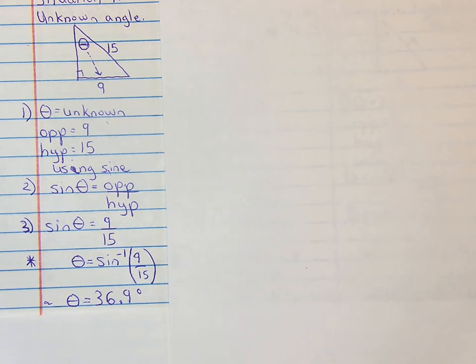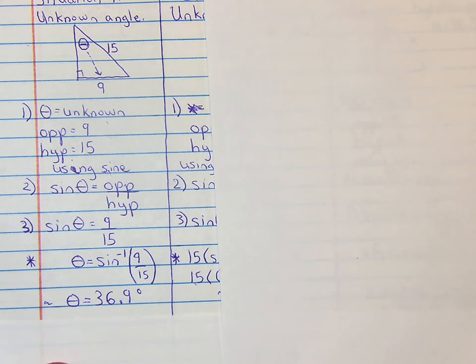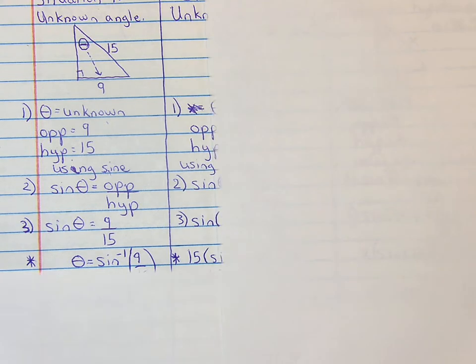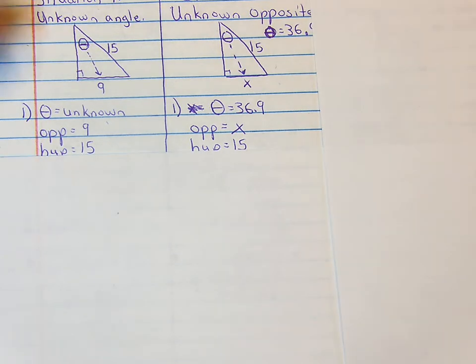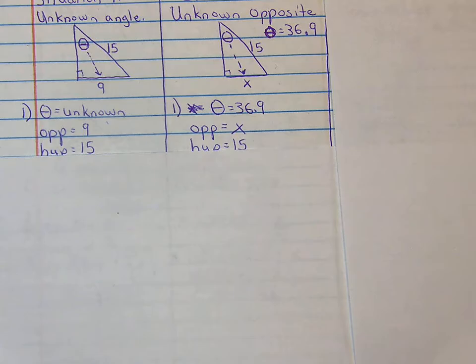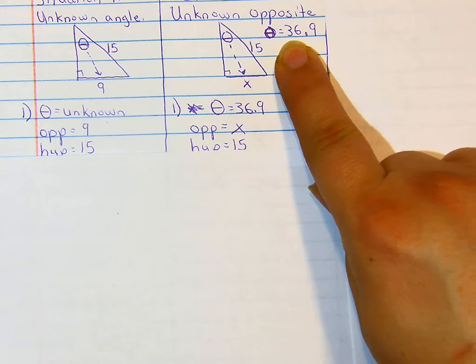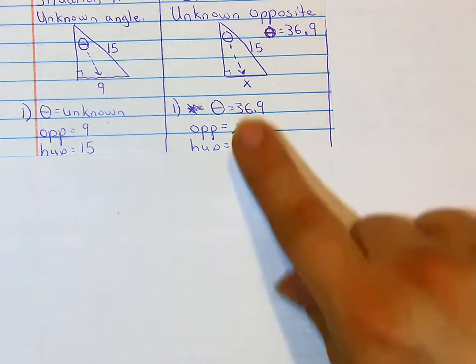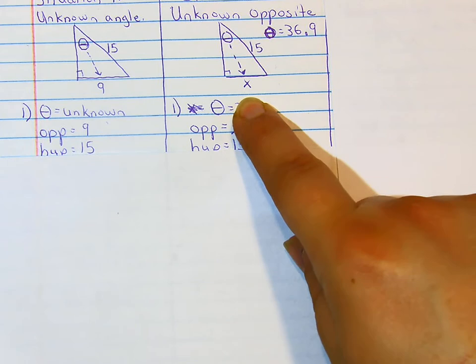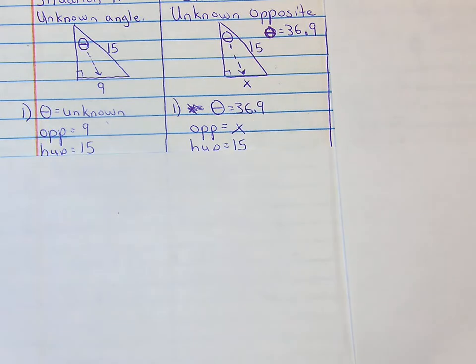Okay, and again, we'll have more, so make sure you get that down for notes. Let's look at our second situation. Come back up. Situation number 2. Let's say we have an unknown opposite, given our angle, which, as we've already found, was 36.9. And let's just say we don't know what our opposite is.